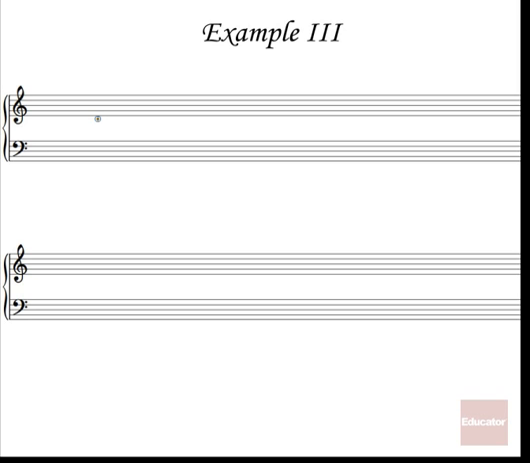Okay, for example 3, we can look at a cadential 6-4. So let's stay in A minor just to contrast it with the pedal 6-4 example from before. So we can start on A and move through a 4 chord here, and then 2 E's and an A.